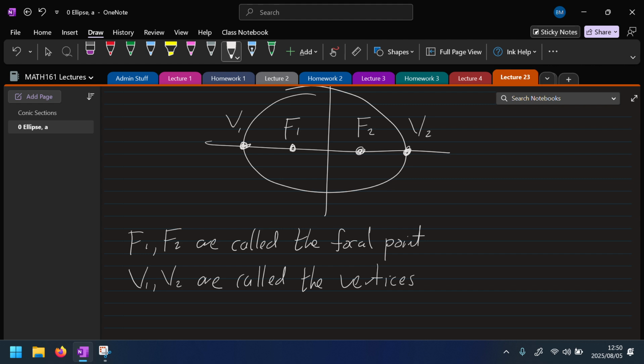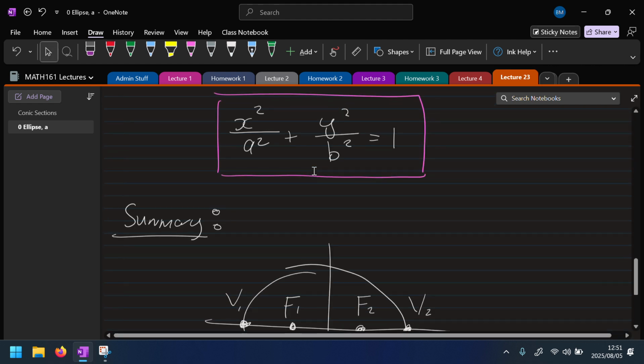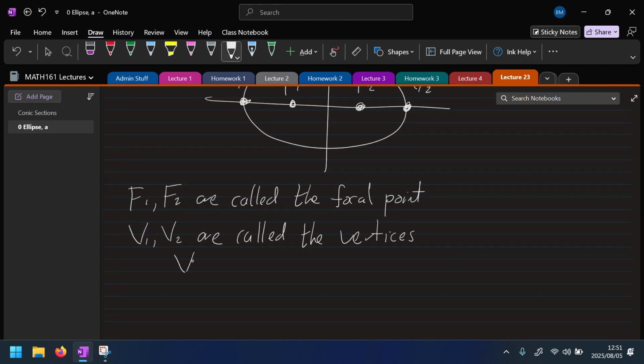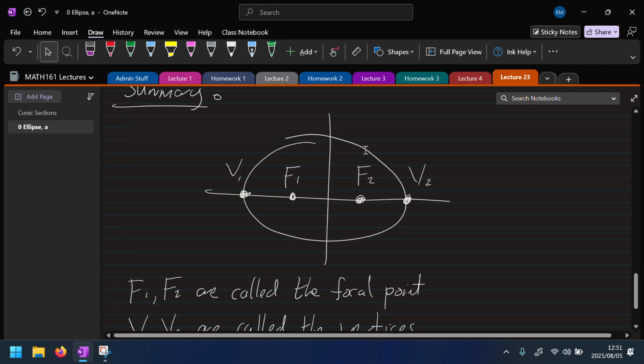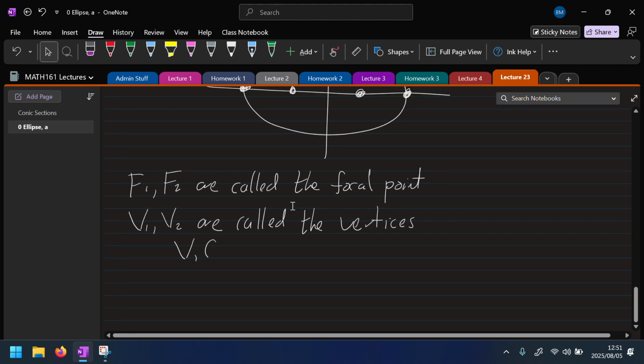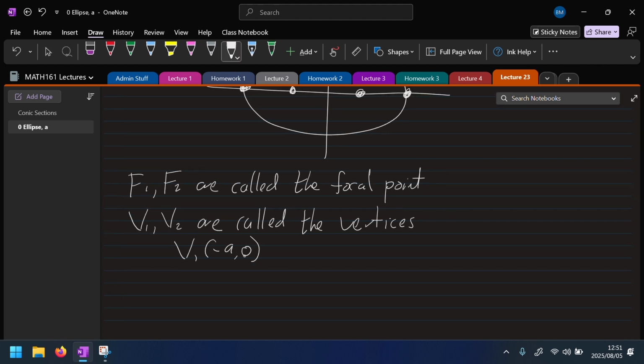Given this ellipse equation like this, we can find the vertices like so. So V1, if you call that the left one, that will be at minus a, 0, right? Where a is this a from here. So that's the left one. And then V2, if you call that the right one, that will be a, 0. So that's the plus one. Okay, so those are the vertices.